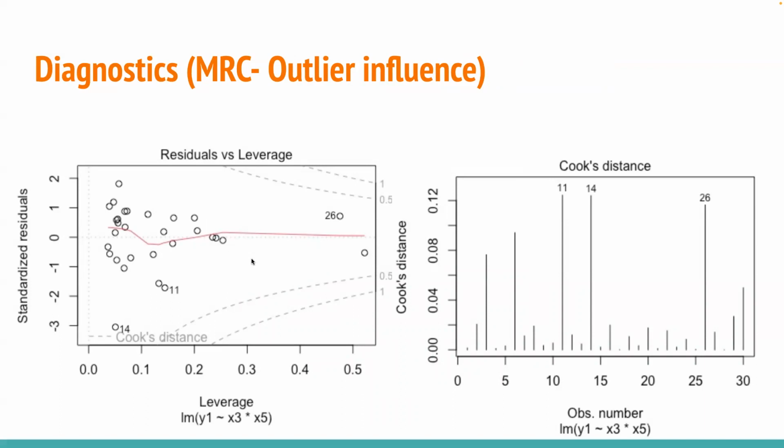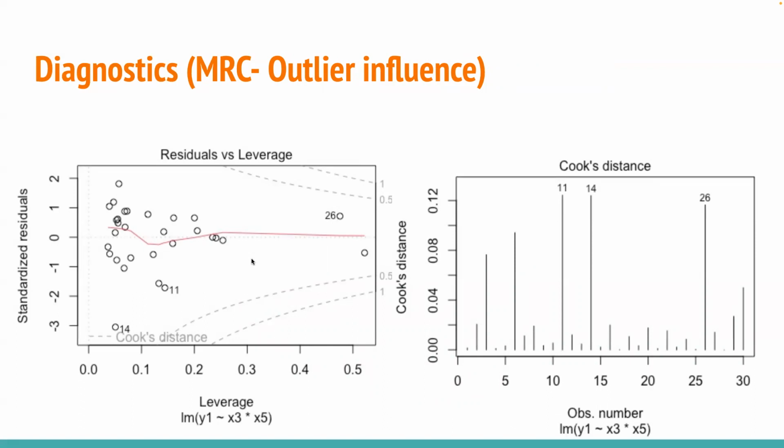Now we're going to look at the influence our outliers might have. We're going to look at our residuals and try to look for outliers that may have some influence or leverage on our plot points. So 11 and 14 seem to have some influence. It pulls our line down a little bit.